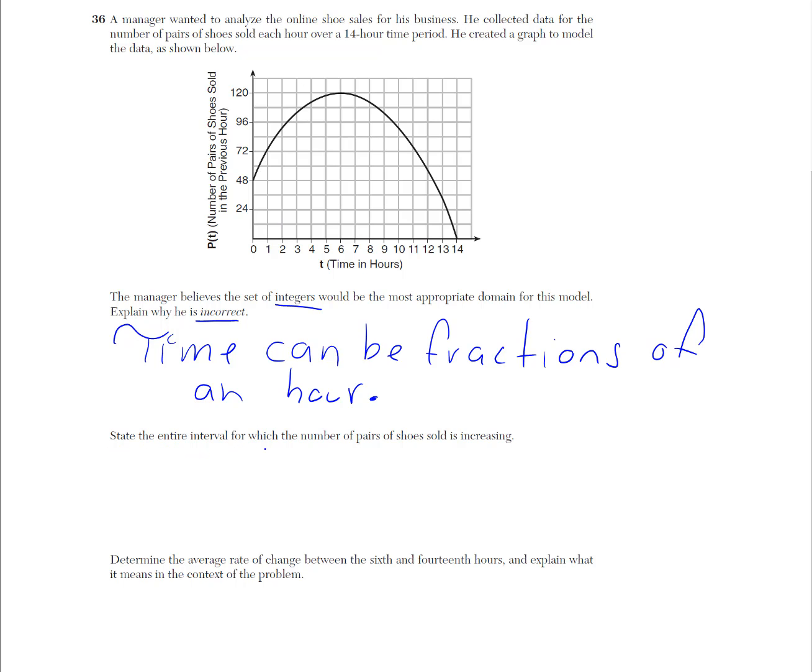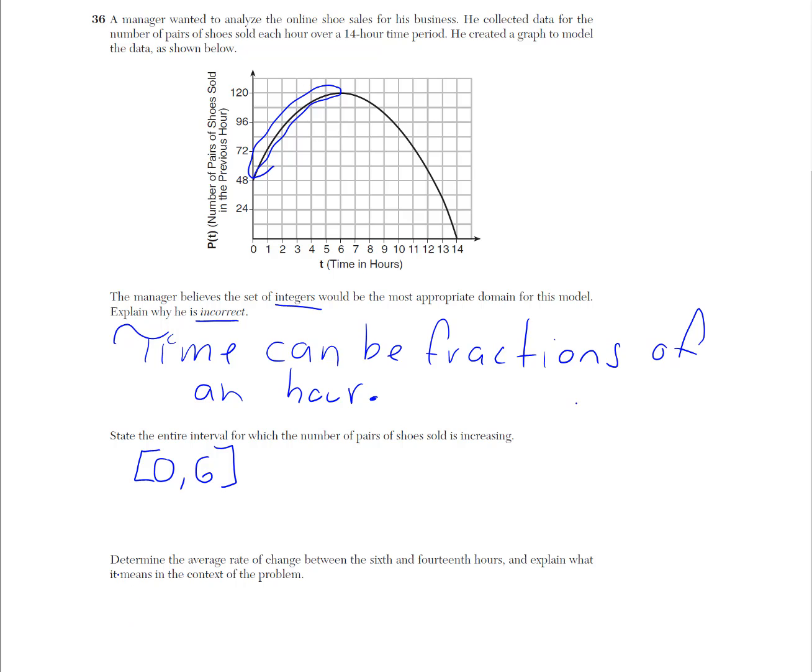State the entire interval for which the number of pairs of shoes sold is increasing. So we want to know where this graph is increasing. So it's increasing in this interval. So that interval goes from 0 hours to 6 hours. Okay, so we could do it in interval notation, and we can say from 0 to 6. Okay, the number of shoes is increasing.